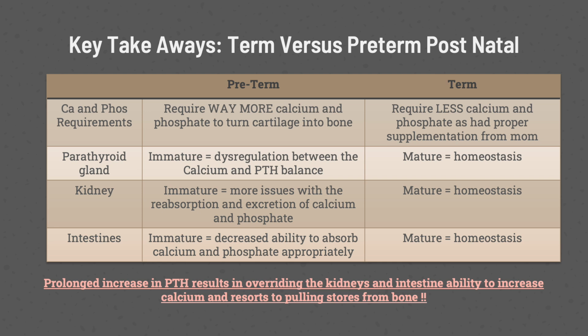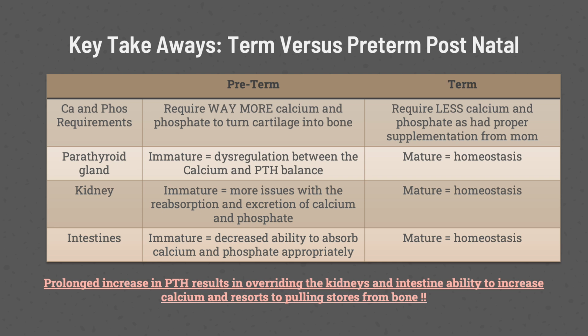Additionally, you may see immature parathyroid glands in preterm infants, which dysregulates that calcium and PTH balance. You may also see immature kidneys and intestines, which is going to limit the amount of reabsorption of calcium that we get, as well as decrease the absorption of calcium and phos, which all play a part in that vicious cycle we've just talked about.